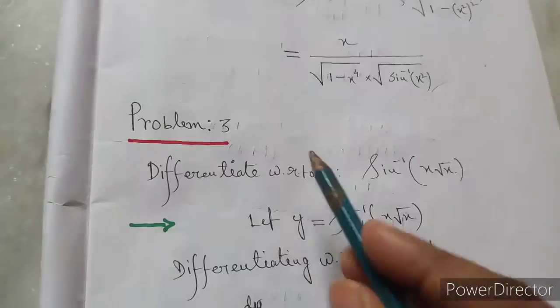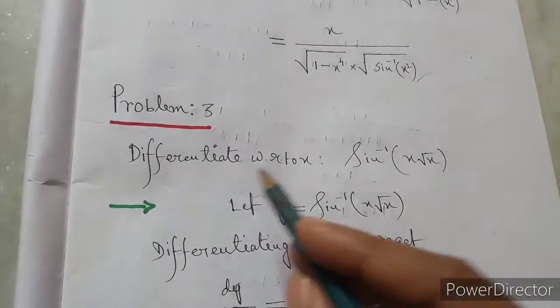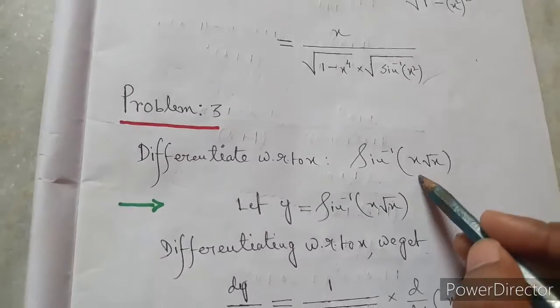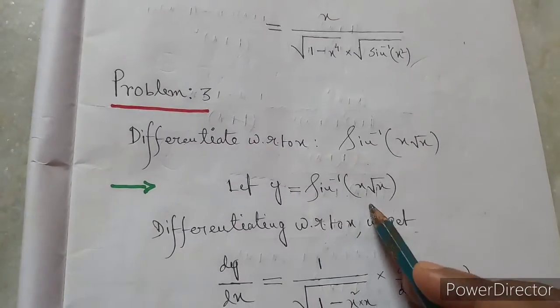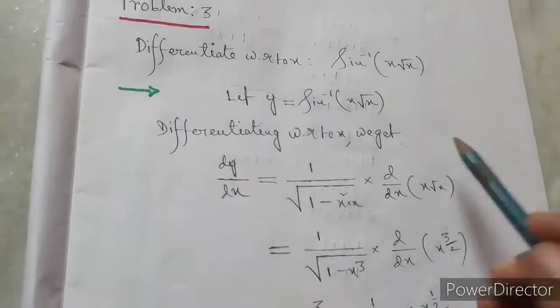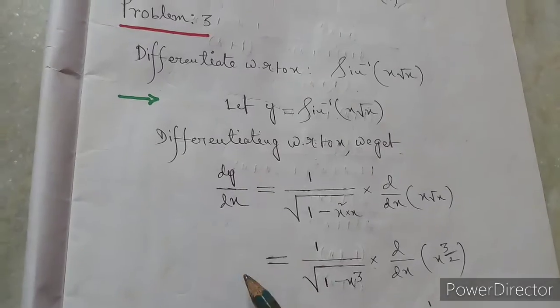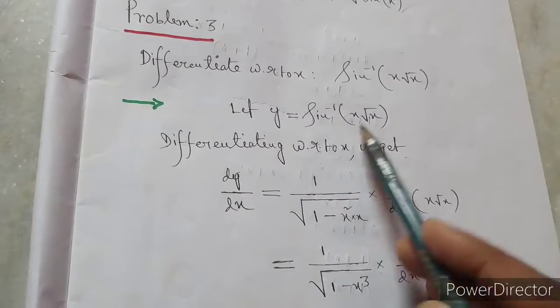So now problem number 3, differentiate with respect to x sin inverse x into root x. How to solve it? Let y equal to sin inverse x into root x. Differentiating with respect to x, we get dy/dx equal to derivative of sin inverse x, what?